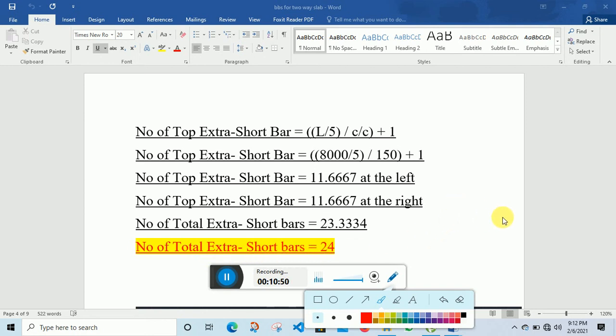If the bend is like this way, we will put here 12 bar, and also here 12 bar. So we will add this with this, and I will get 24 number of bar. So this is the short extra bar. Now look here.